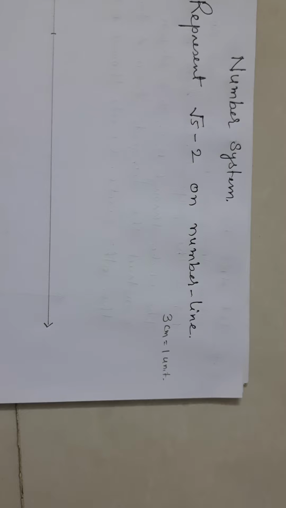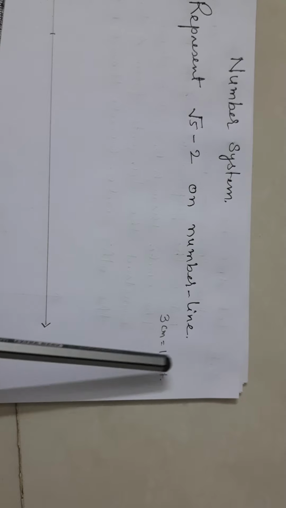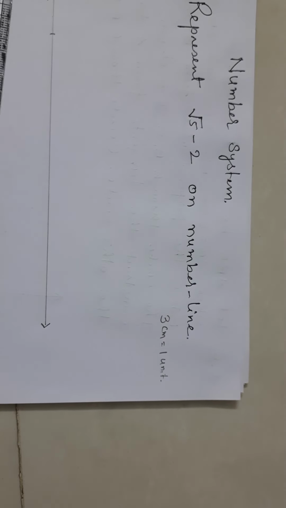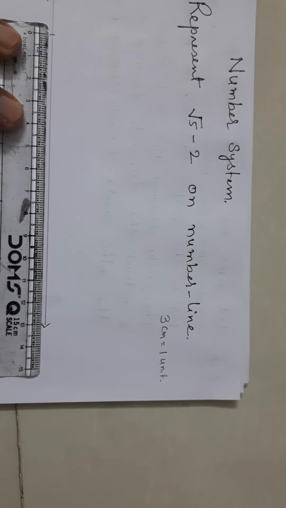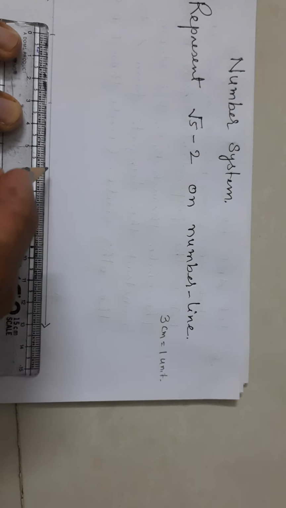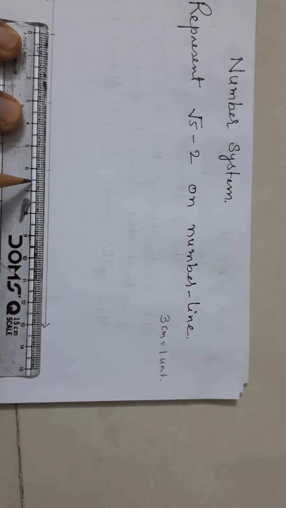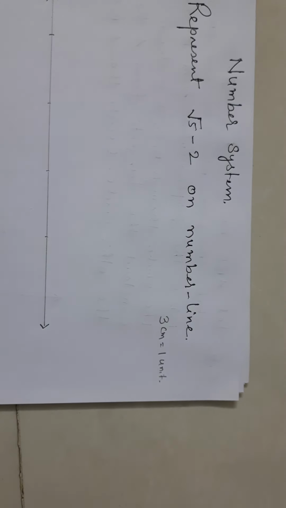So I have drawn a number line. Let us take 3 centimeter as 1 unit. So I am numbering this number line. 3 centimeter, 1, 2, 3, I am marking my 1, again 1, 2, 3 I am marking my 2, 1, 2, 3 I am marking my 3. That's enough. This is O, origin, or it is 0. This is 1, 2 and 3.